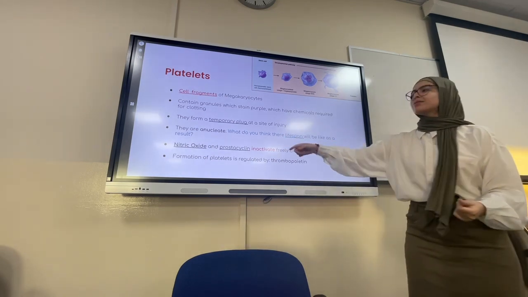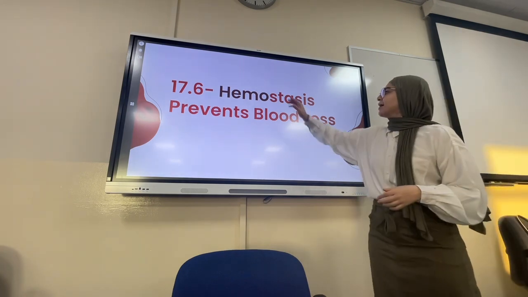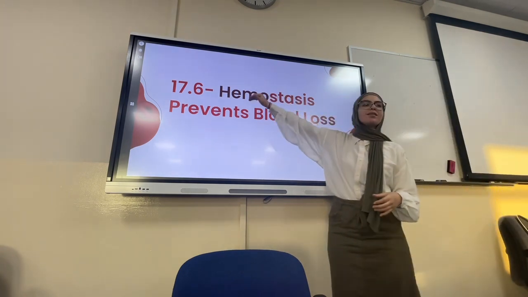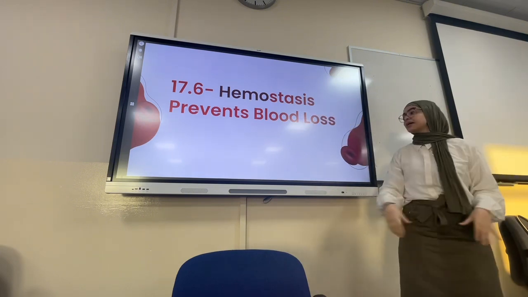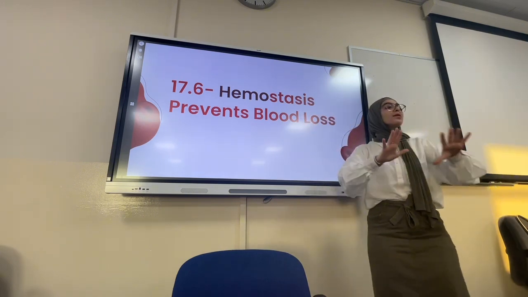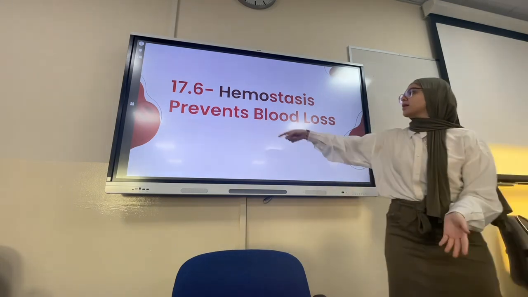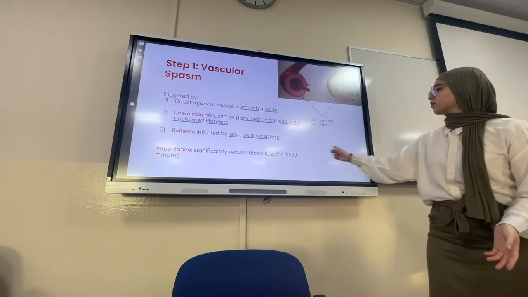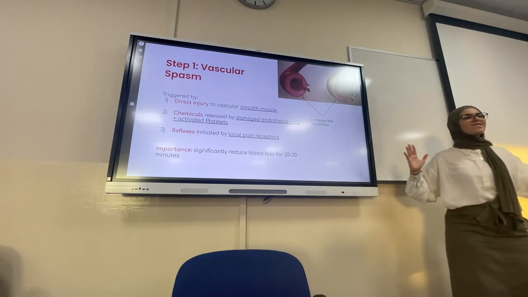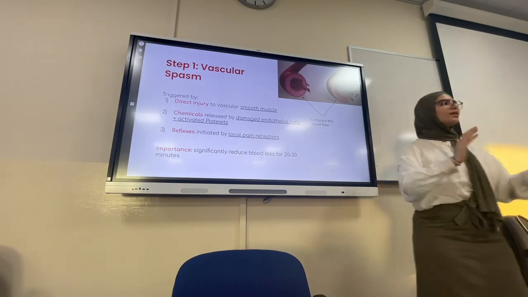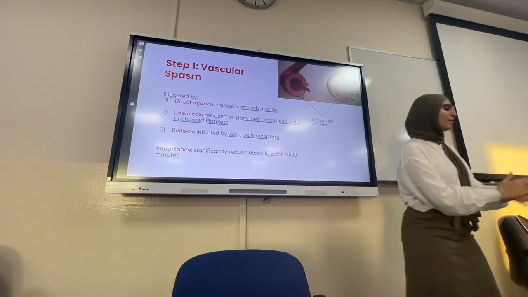Alrighty, so that was literally 17.5, a really small part. Hemostasis. Hemo means blood. Stasis means stopping or halting something. So we're trying to stop the blood loss. We're trying to contain it when we have an injury. All right, the first thing with hemostasis is going to be a vascular spasm. Now, why do we need that vascular spasm? To decrease the blood loss. Exactly.